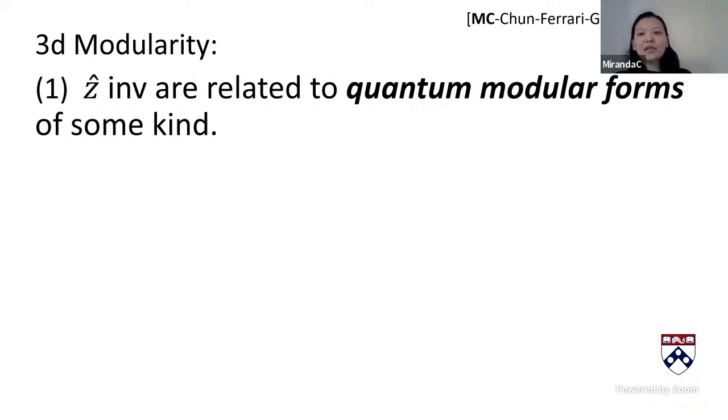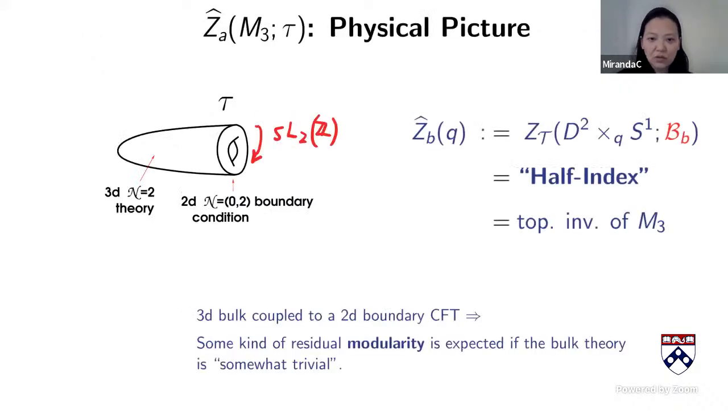Okay, so let's explain this a little bit. The first point is that they're related to some quantum modular form. So what are quantum modular forms? At this point, we just say quantum modular form, some generalization of modular form. So they transform some kind of way in SL2(Z). Fine. So physically, why do we expect such residual quantum modular symmetry to appear?